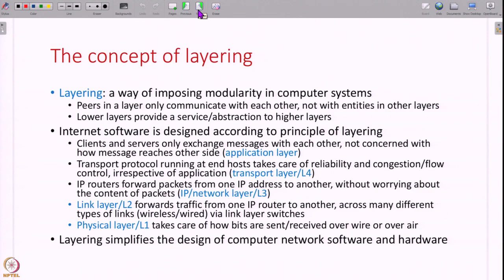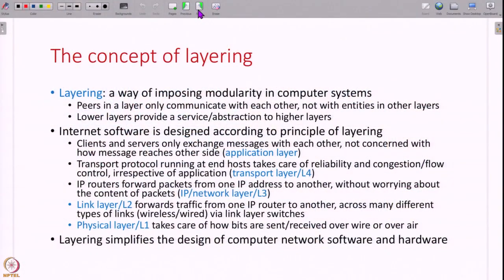And finally, one final concept with respect to how the internet is designed that I would like to discuss is the concept of layering. The internet software and hardware is built as a series of layers, and layering is nothing but a way to impose modularity in computer systems. If you have many different entities, like routers, transport protocols, and applications, and everybody is talking to everybody else, it gets very unmanageable.